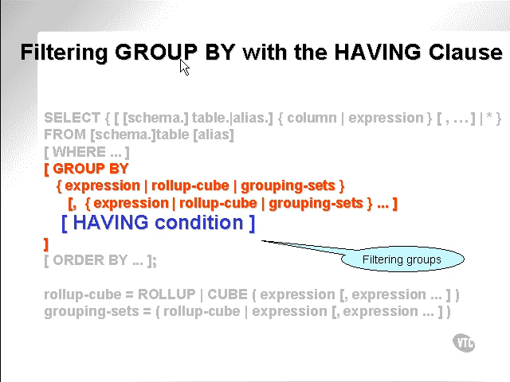Filtering the results of group by clauses with the having clause. Once again, the having clause is applied to the group by clause in order to filter the group by clause. In other words, you're going to filter out the groups that you don't want from the select statement, and the grouping of the select statement results can be trimmed down using the having condition.